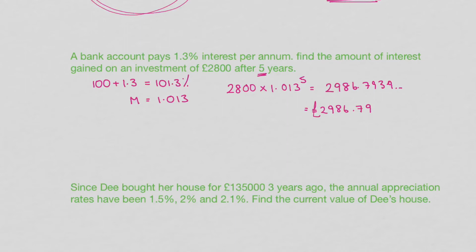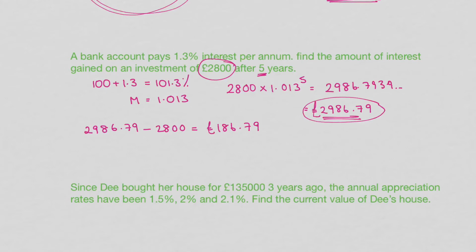So this question is not asking how much is in the account. It's asking how much interest you have earned. So we need to work out how much we've increased from 2,800 to this amount. So we're going to do £2,986.79, take away 2,800, and that'll tell us how much of the amount that's in the account now is the interest. So it's £186.79. Okay, so that's the amount of interest.